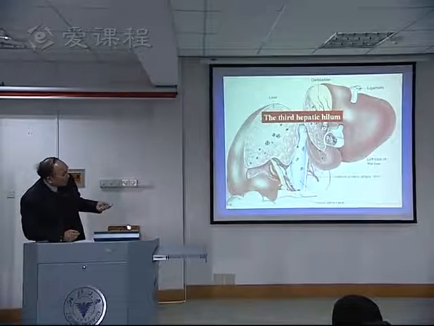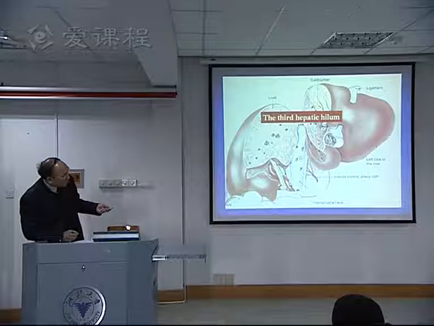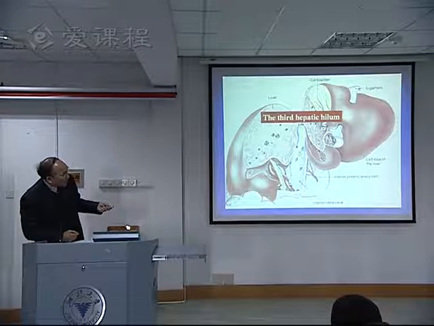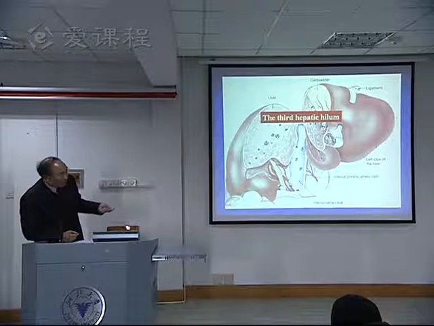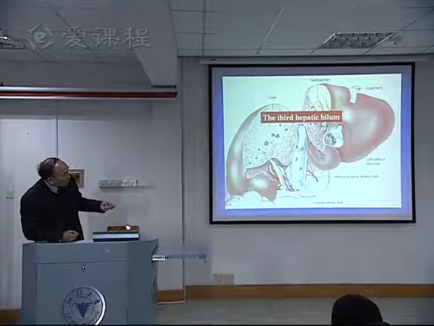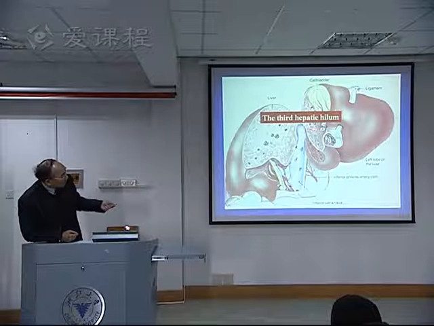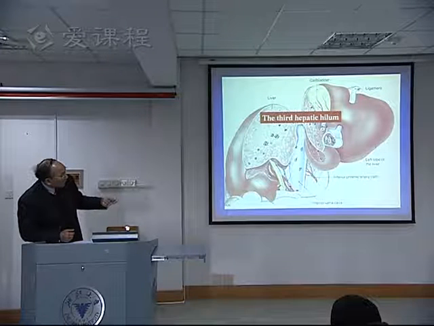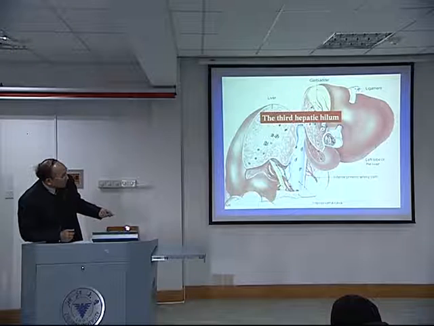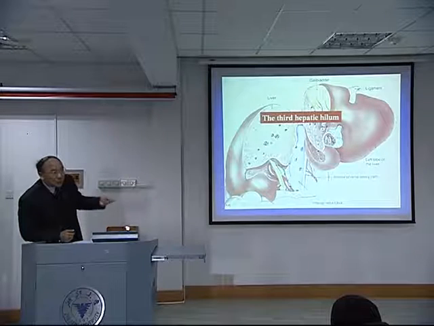Here shows the third hepatic hilum. Here are the hepatic veins, and the blood goes into the inferior vena cava. Here we see the short hepatic veins. The picture shows the left and right hepatic veins opening. So the third hepatic hilum is located here, the first hepatic hilum here, and the second here. It's very important.